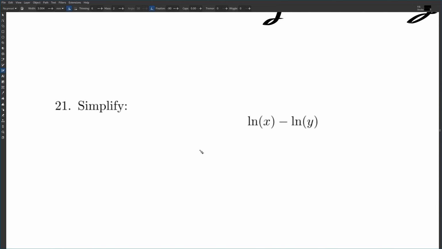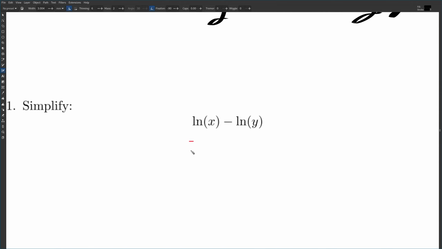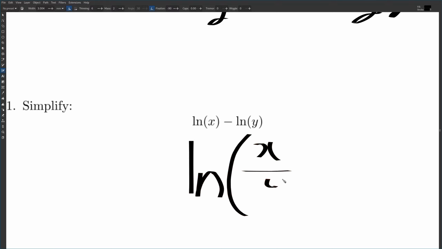And next one. This is just going to be ln of x divided by y, since subtraction turns into division.